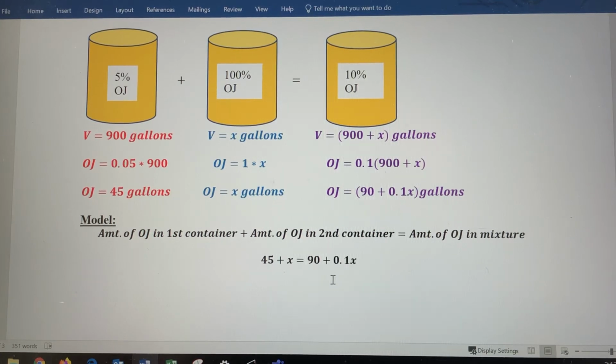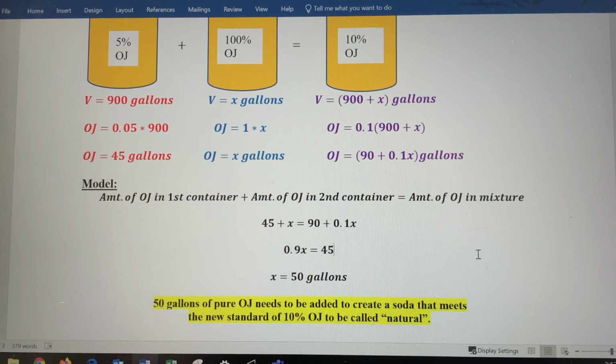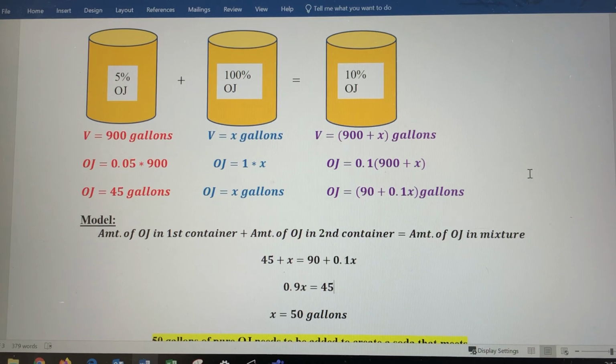So this gives us a pretty easy little linear equation to solve. I'm going to get the x's on the left side, the constants on the right side, and I get 0.9x equals 45, okay? And when I divide 45 by 0.9 to get x by itself, I get 50 gallons, okay? So this soda manufacturer is going to have to add 50 gallons of pure OJ to the first container in order to meet the new federal regulation to have 10% OJ in order to be called natural, okay? So that's how you set up and solve mixture problems.